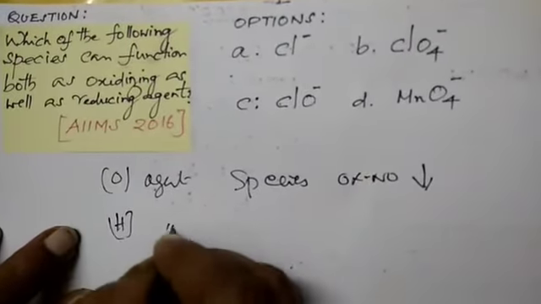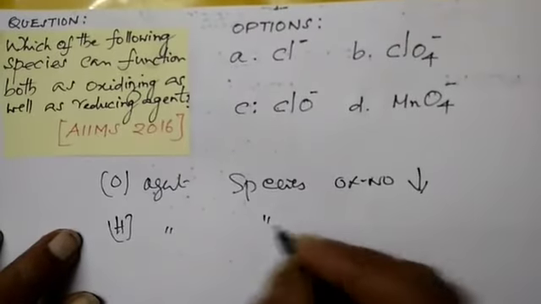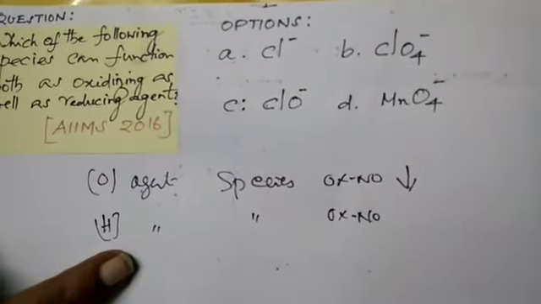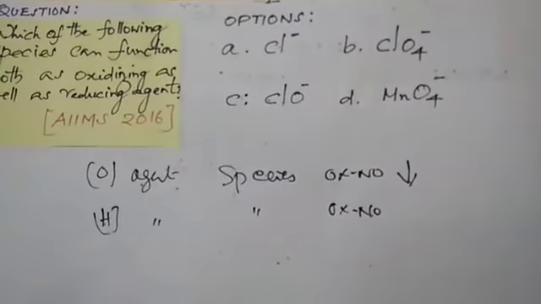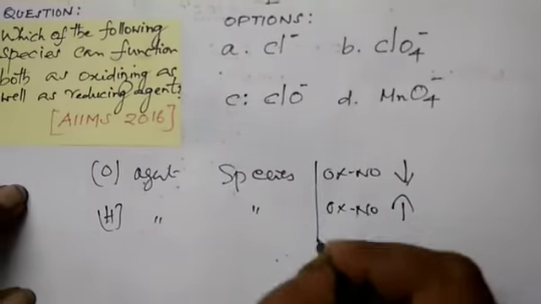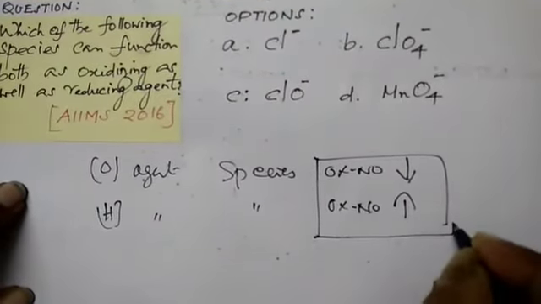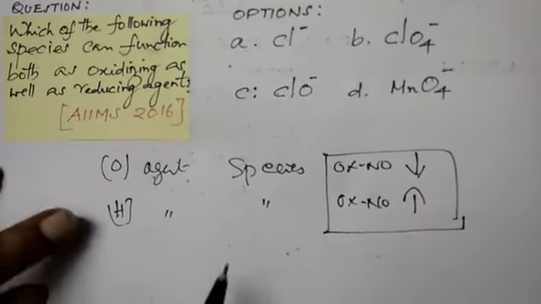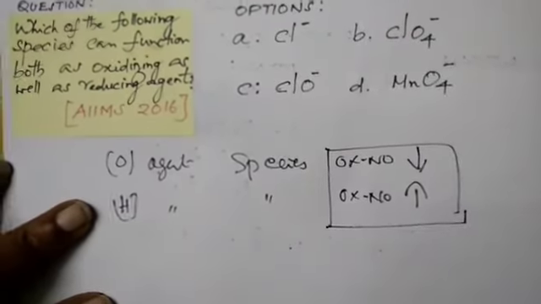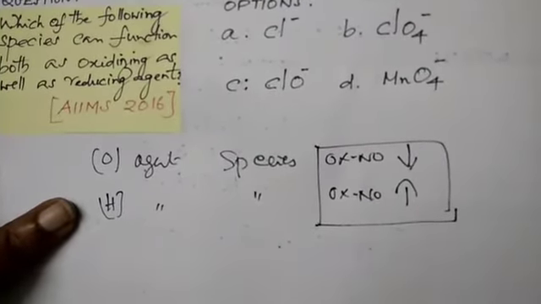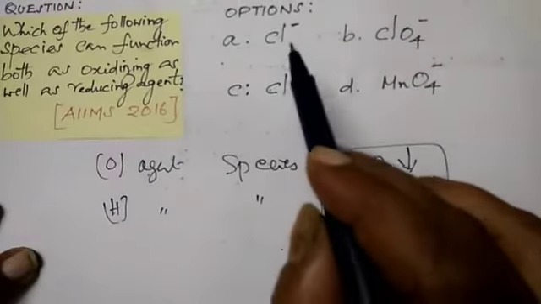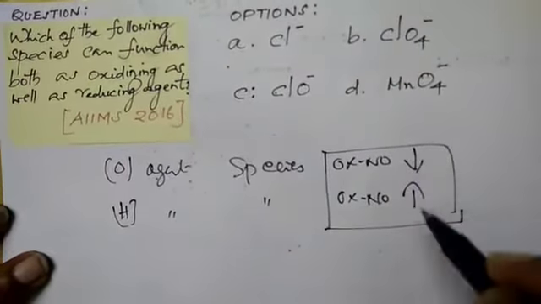If it is acting as a reducing agent, it reduces others, and itself is getting oxidized. Its own oxidation number should increase. So this is the condition. Any species acting as an oxidizing agent, its oxidation number decreases. If it is acting as a reducing agent, its oxidation number increases. Now we have to see which species matches both categories.